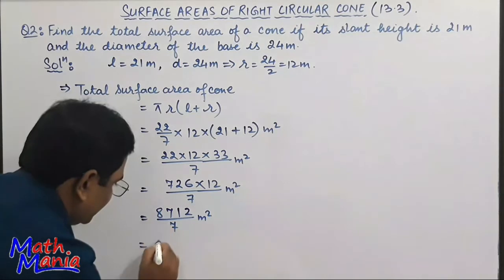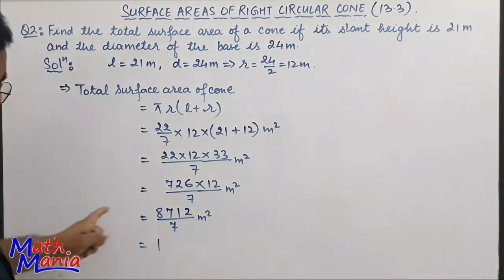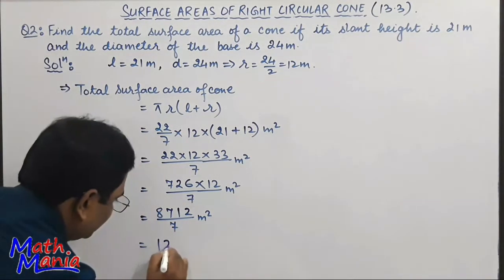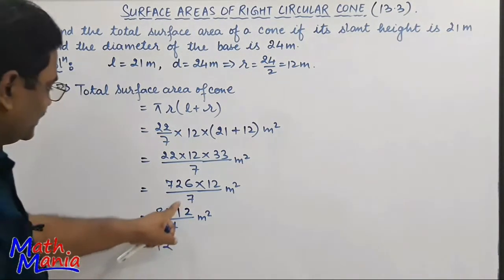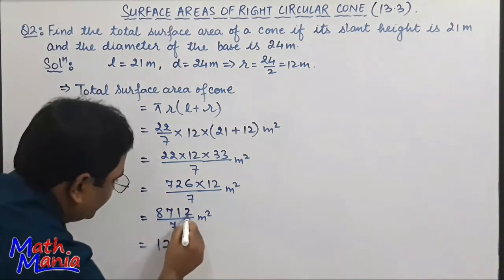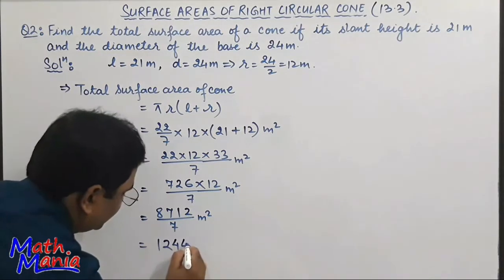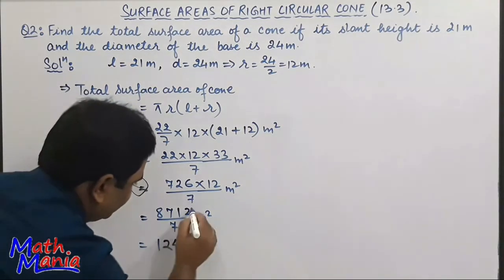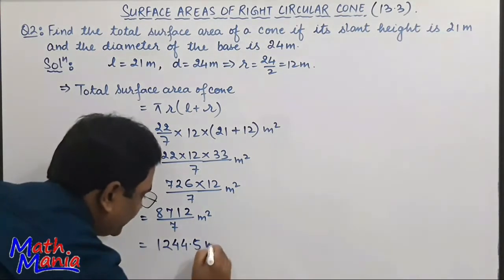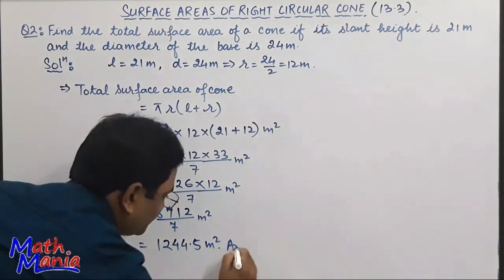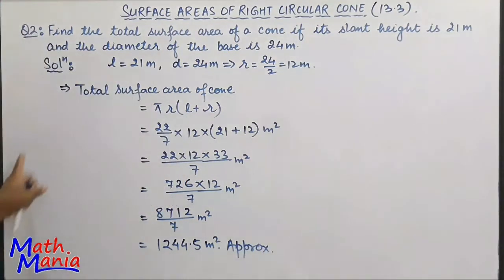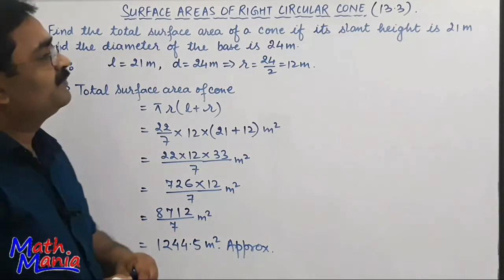Let us divide it. 7 1s are 7, 1 is remaining, 17, 7 2s are 14, 3 is remaining, 7 4s are 28, 3 is remaining, 7 4s are 28, then 4 is remaining, 7 5s are 35 meter square, approx, is the total surface area of this cone.